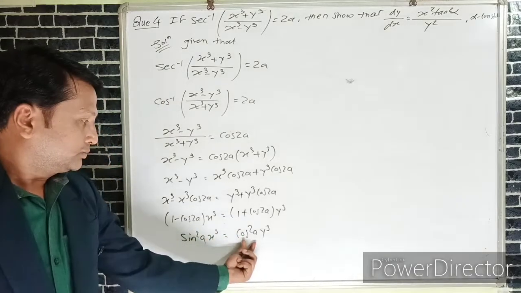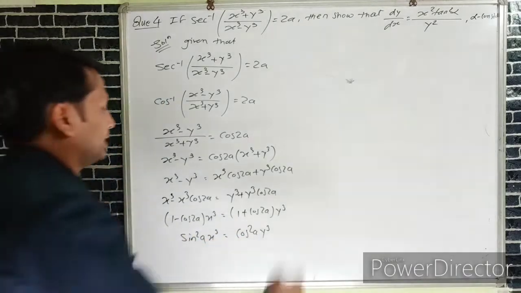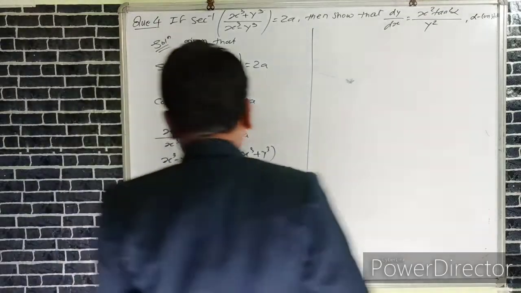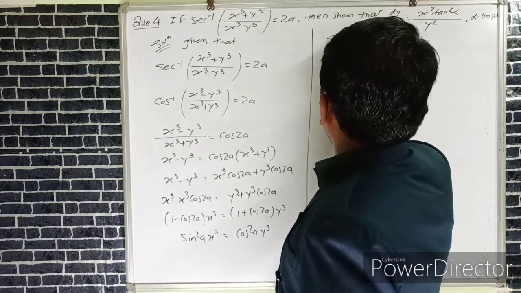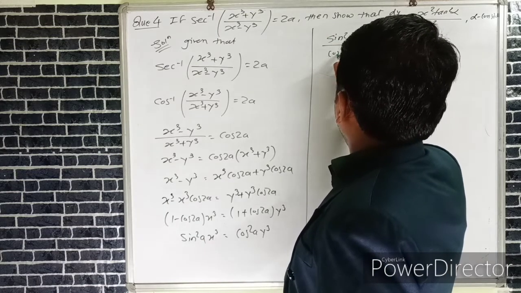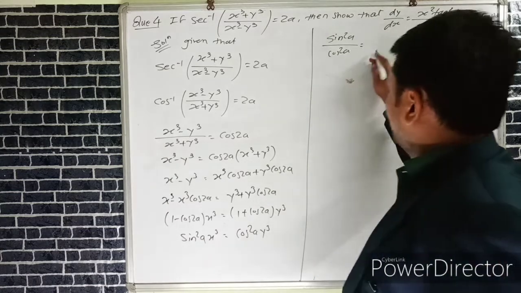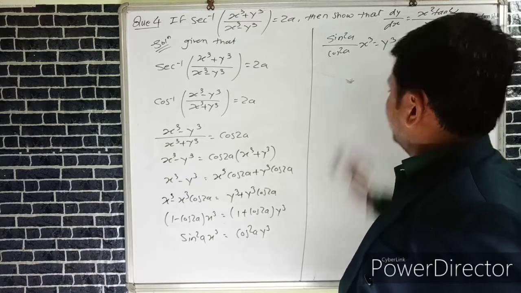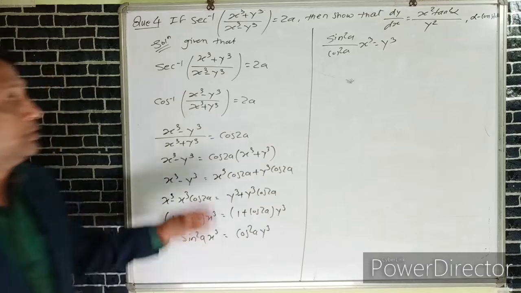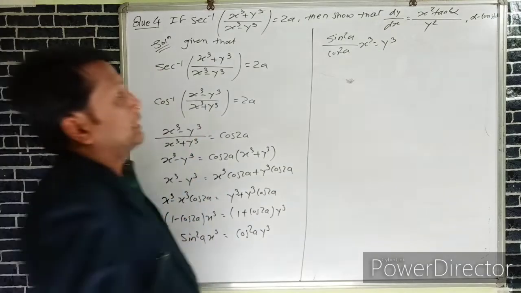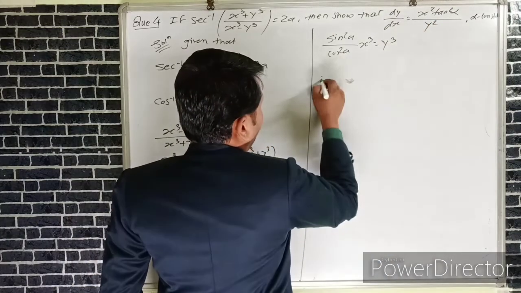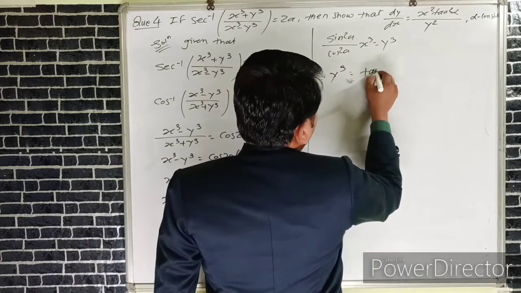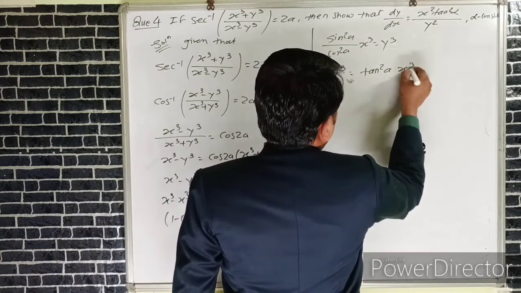This cos square alpha, if we shift it to the right side, then we can write sin square alpha upon cos square alpha into x cube is equal to y cube. Now we have to prove dy upon dx is equal to x square tan square alpha upon y square. Therefore y cube is equal to tan square alpha times x cube.